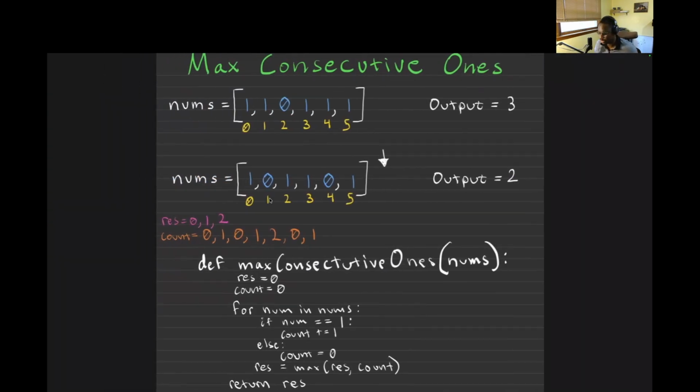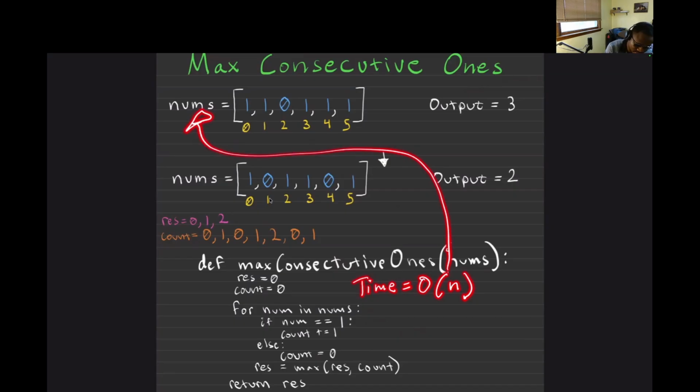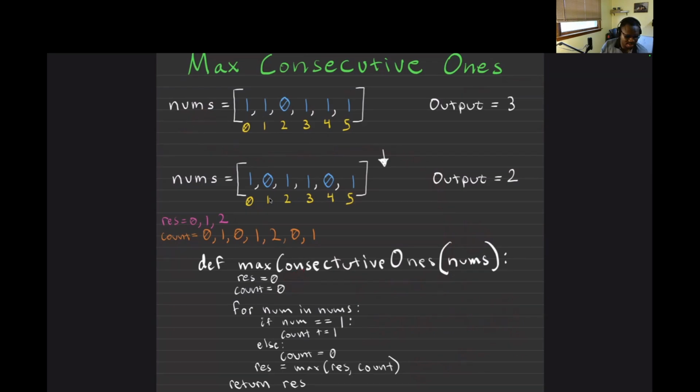Let's go back to the drawing board so we can discuss the time and the space, okay? So the time complexity is equal to big O of n, where n is the size of the given nums, and the space is equal to big O of 1. It's constant, okay? Because we're not using any extra memory. We just have these variables that we're tracking in place.